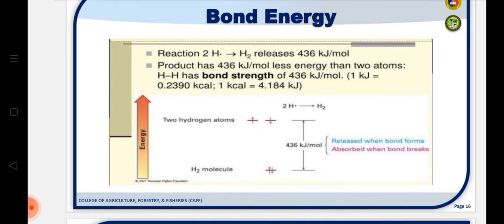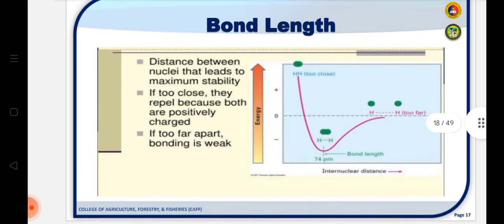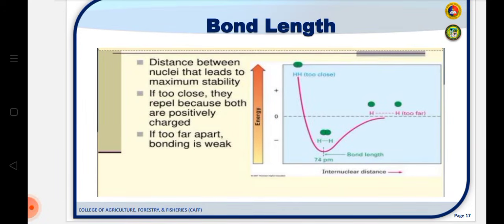Okay, kung lig-on ang bond, kung strong ang bond, mas lisod siyang ma-break. Kunya lig-on pud ang molecule or strong pud ang molecule. Is that clear? And then we have here another term, bond length. Okay, bond length. This is the distance between nuclei that leads to maximum stability.